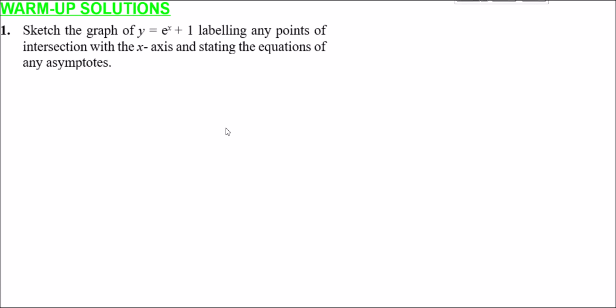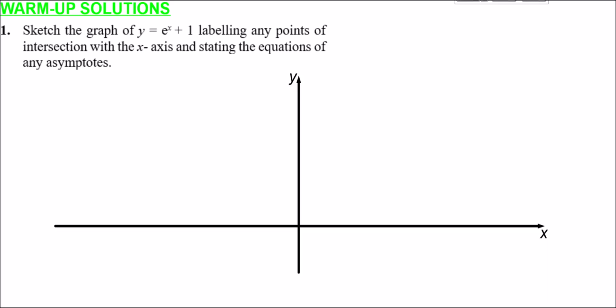So question 1, we've got a graph to sketch. A graph of y equals e to the x plus 1. And we need to label any points of intersection with the x-axis and state equations of any asymptotes. So, first of all, we need a coordinate grid, so you need an x and a y-axis. The next thing I'd suggest we do is to consider some critical points, namely where it crosses the x-axis, if at all, or the y-axis.